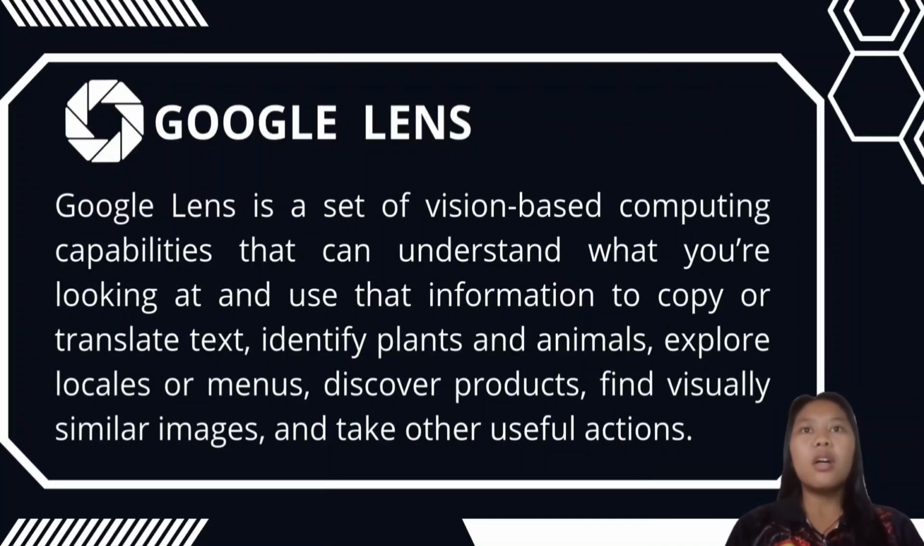Google Lens. Google Lens is a set of vision-based computing capabilities that can understand what you are looking at and use that information to copy or translate text, identify plants and animals, explore locales or menus, discover products, find visually similar images, and take other useful actions.